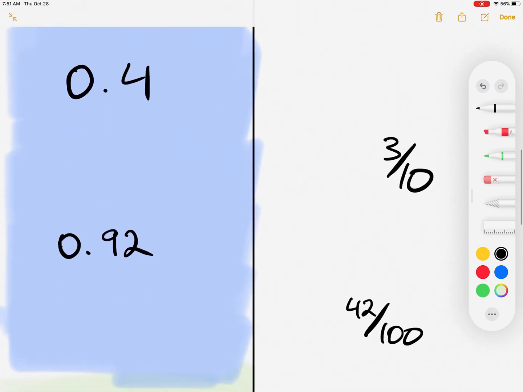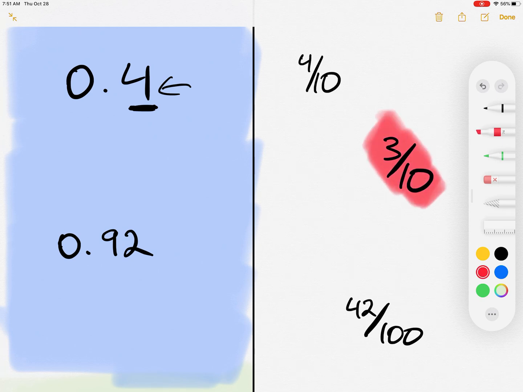Okay, here we go. Some more practice. Place value is one place value. It's in the tenths. 4 out of 10. Tricky one. Can we go the opposite way? What is my denominator? 10. If you say this number, this is 3 tenths.